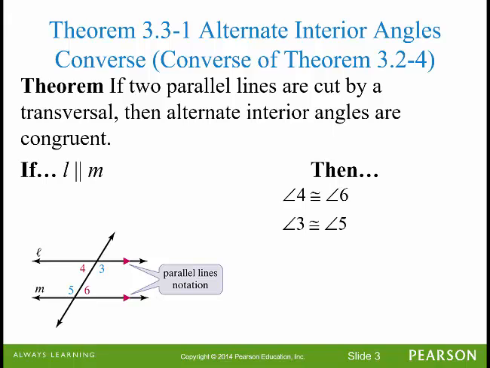But this theorem says if two parallel lines are cut by a transversal, so if we have line L and line M, then the alternate interior angles are congruent. So what we're saying here is if line L is parallel to line M, angles 4 and 6 have the same measure and angles 3 and 5 have the same measure. What we were seeing in last section was if angles 3 and 5 have the same measure, then the lines are parallel. Now this is just saying the theorem in another way, the flip side of that. If the lines are parallel, then the alternate interior angles are congruent.